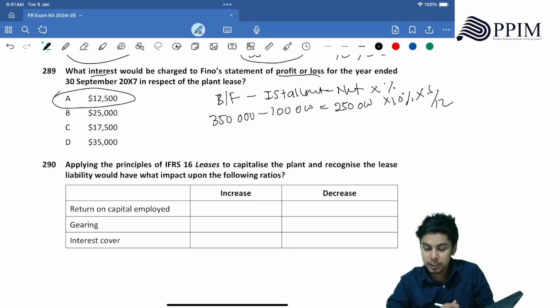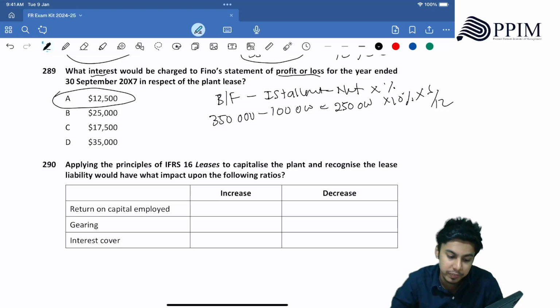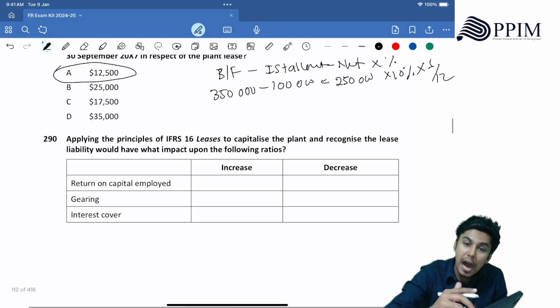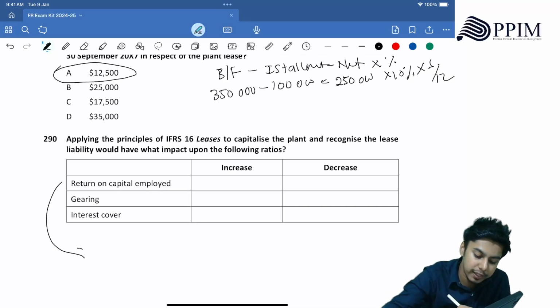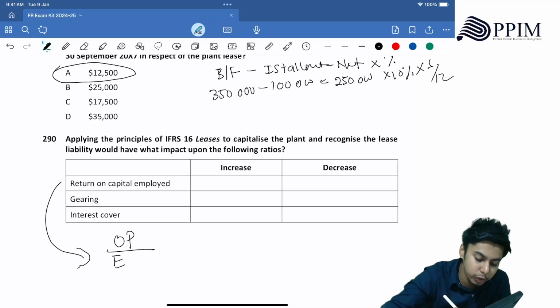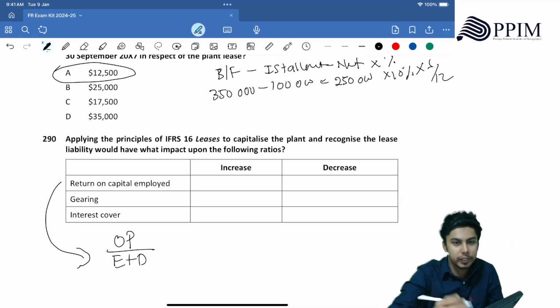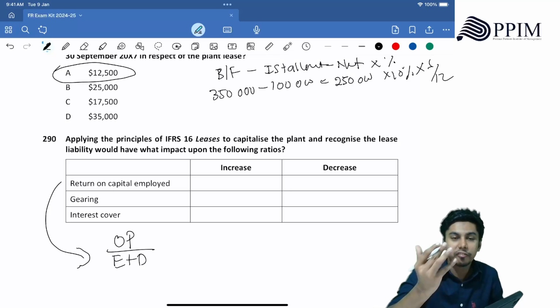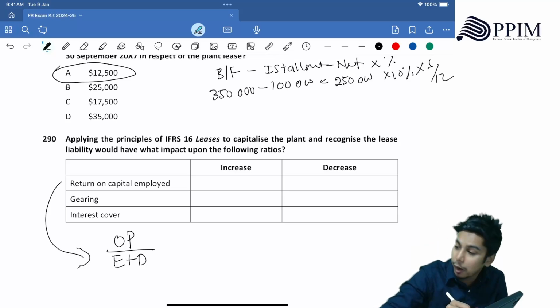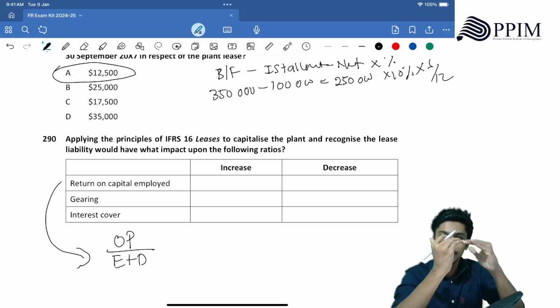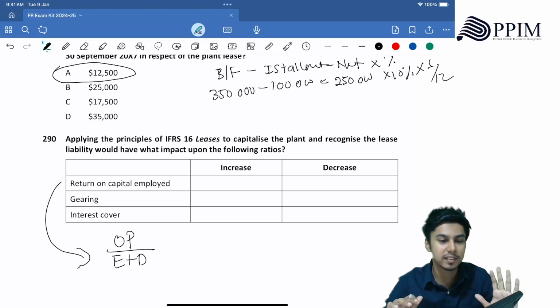Applying the principles of IFRS 16, what is the impact it will have to the following ratios? Okay, guys, now ROCE. Guys, normally how do we calculate ROCE? Operating profit divided by equity plus debt, capital employed. Guys, now think, when I take a lease, does my operating profit get affected? No, because the lease means interest. No, interest comes after operating profit, so it doesn't affect.